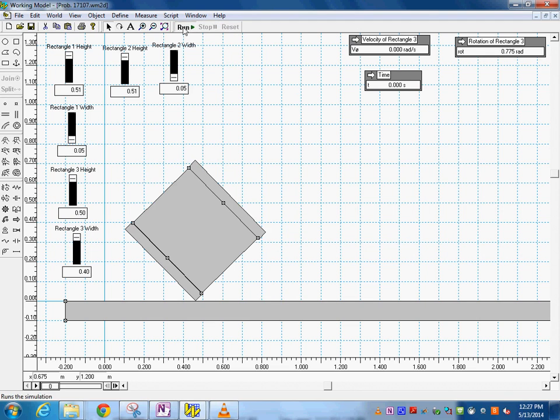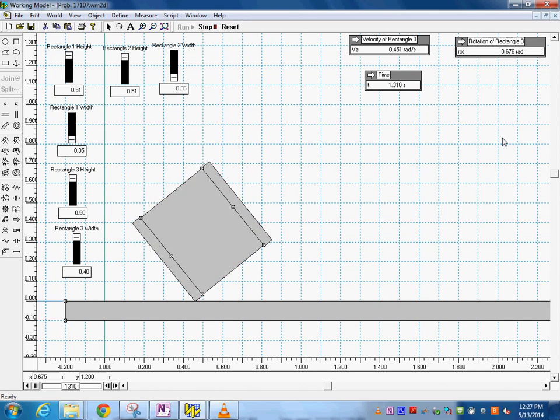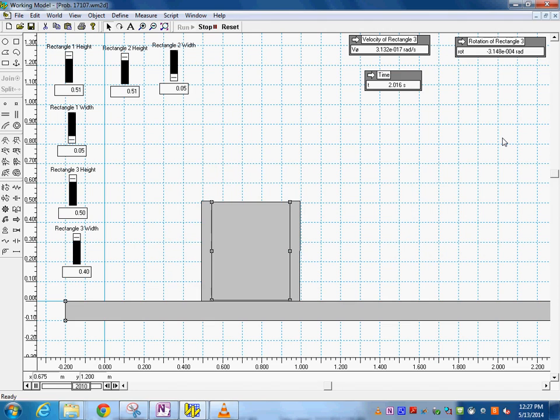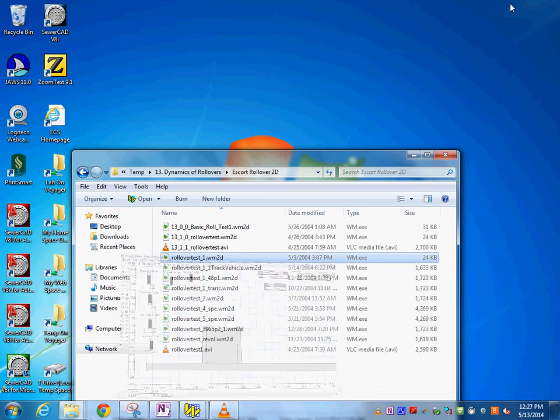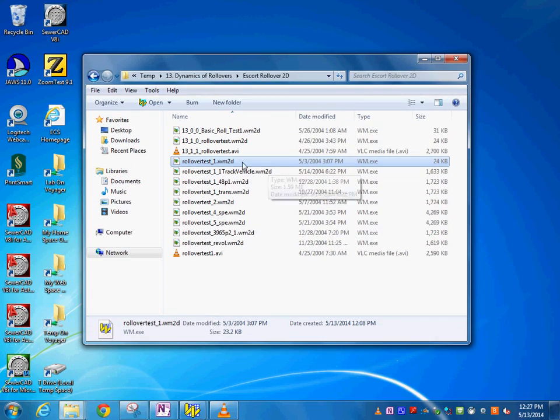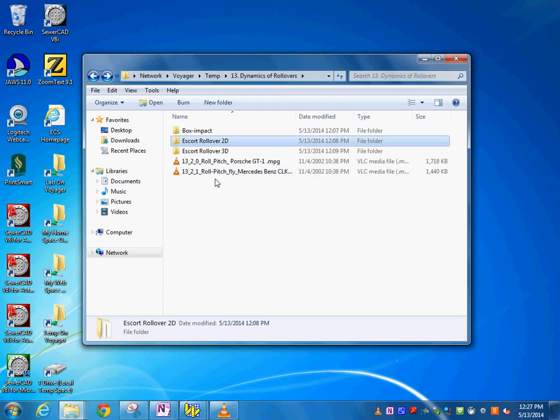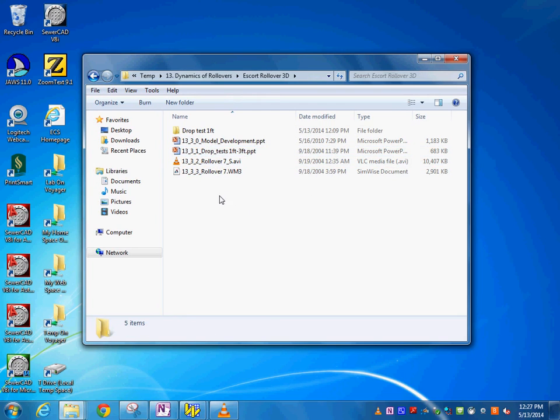Let me just do a reset so you can see it. It will very slowly turn to the right and then accelerate and then finally go up a little bit and stop. But that would be the kind of thing that we can find out, the velocities and the forces. But if we take a look at the rollover tests in 3D, we have the situation like this.